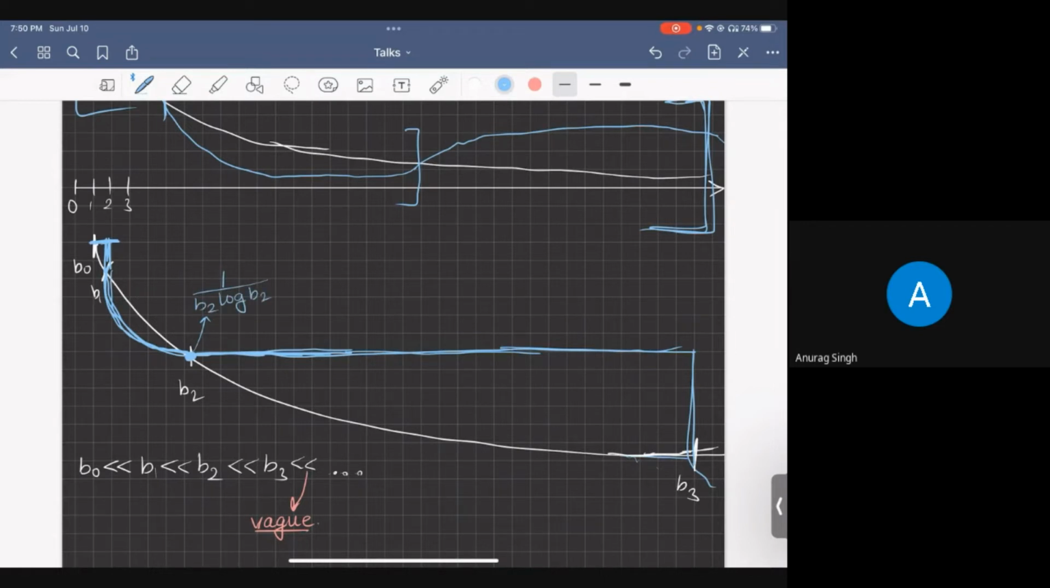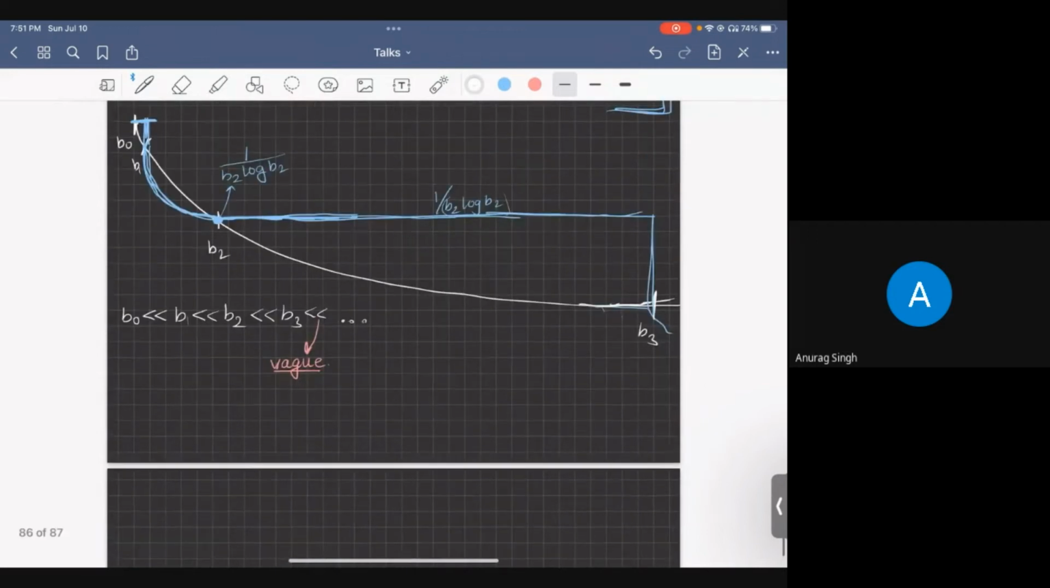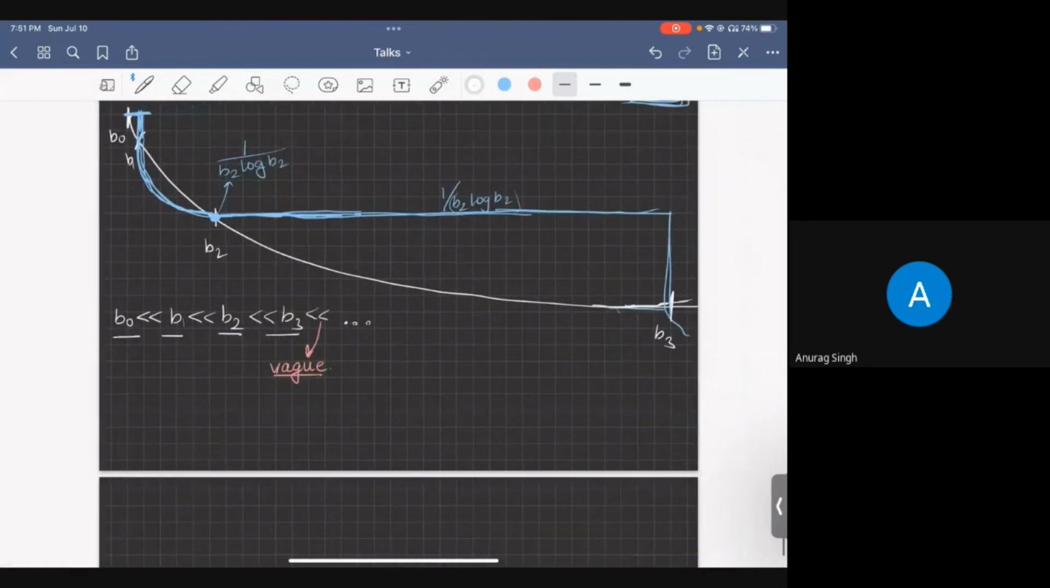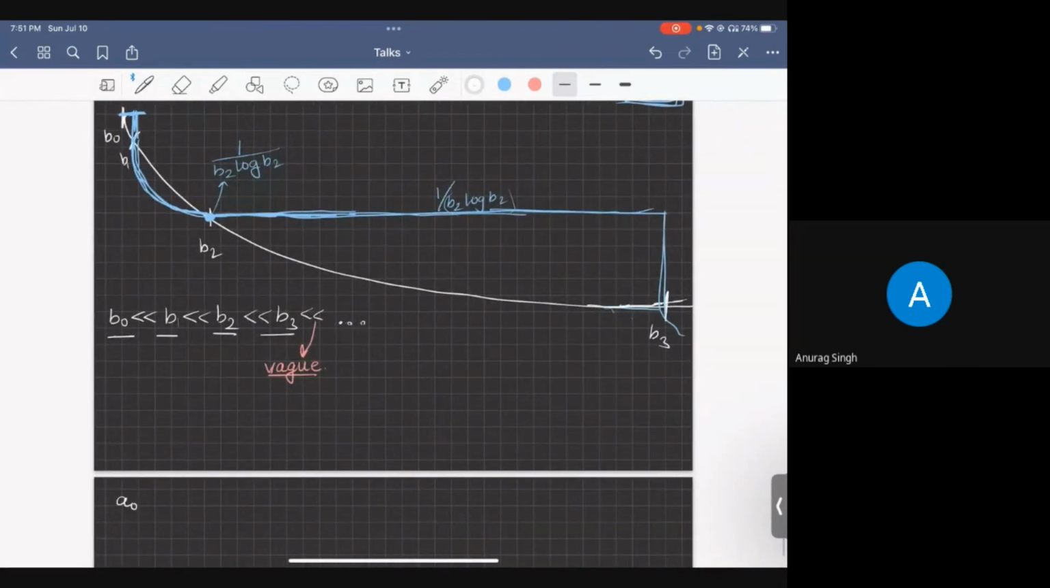Yes, so this is 1 over B2 log B2 for everything in between. It works. We need to work on such B1 and B2 such that it becomes convergent. Yes, exactly. So how can you write the first term? Suppose we have some B0, B1, B2, B3. How do you write the first thing? How do you write the second thing? What does A0 plus A1 plus A2 plus A3, and so on, look like?